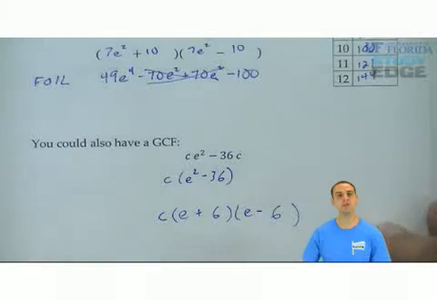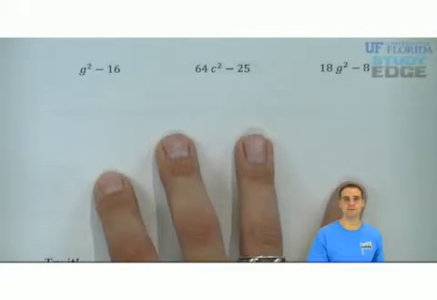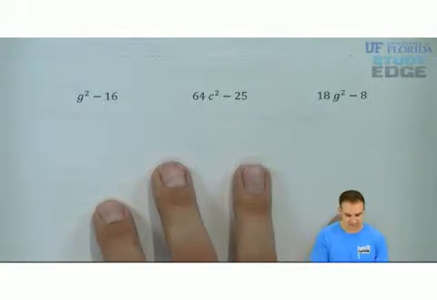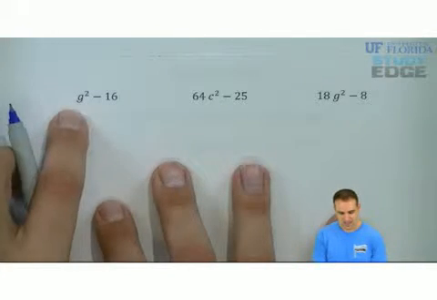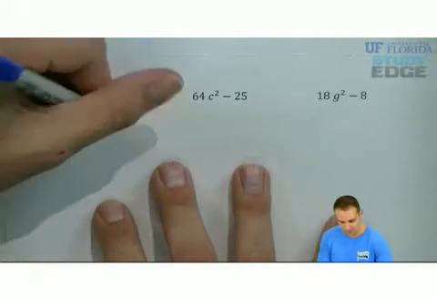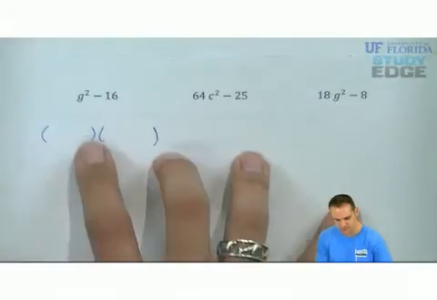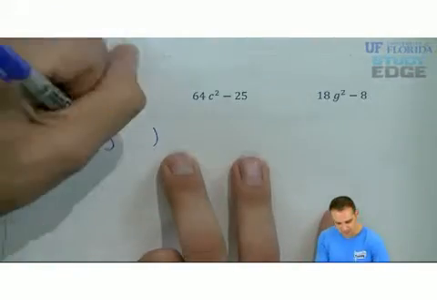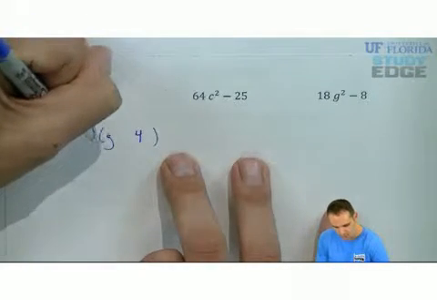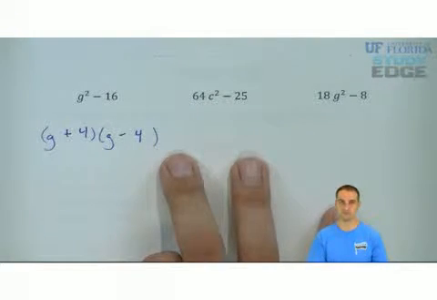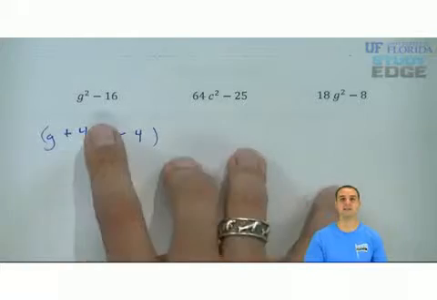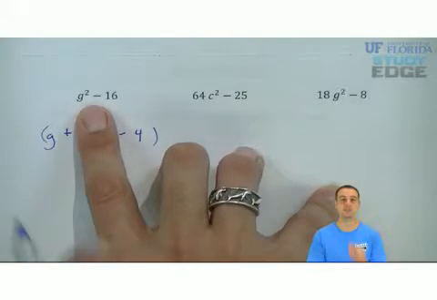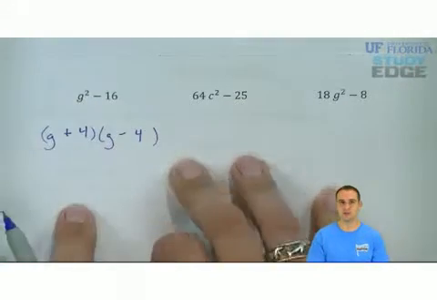So as usual, we need some practice here. So let's look at a few. g squared minus 16. Check this out. Ready? That's a perfect square. That's a perfect square. Parentheses, parentheses. g squared, that'd be a g and a g. 16 would be a 4 and a 4, one with a positive, one with a negative. That's how you're going to factor a difference, a subtraction, a difference of two squares.